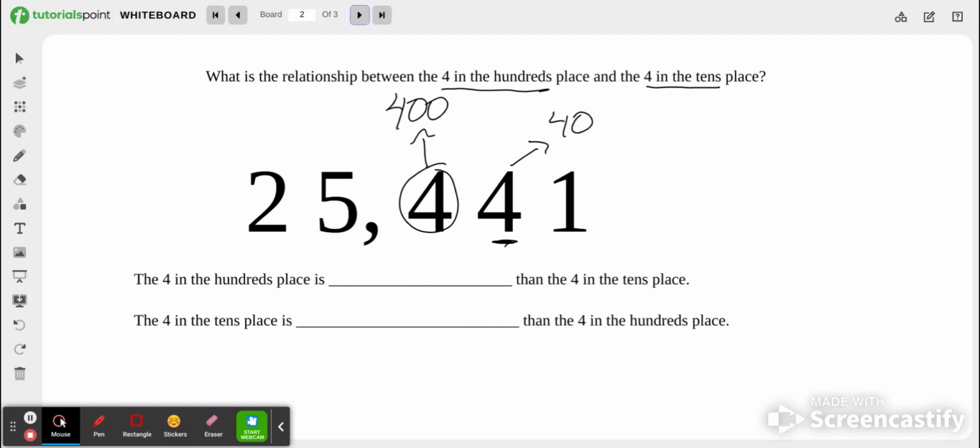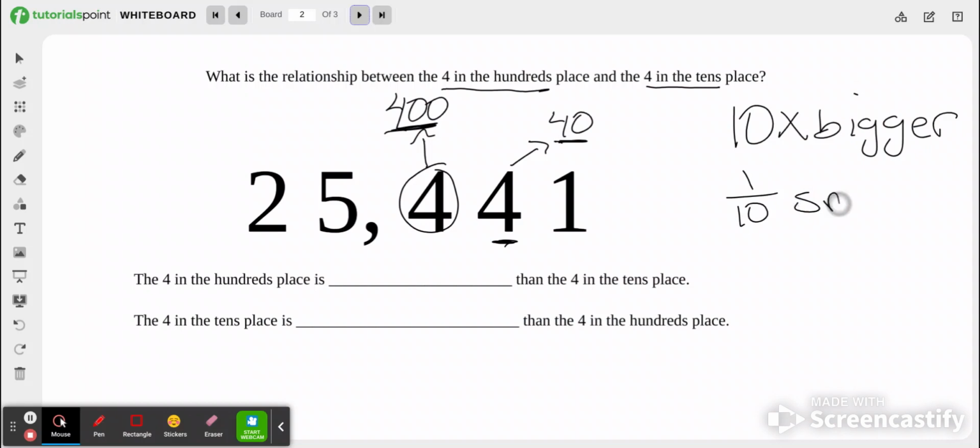Which one's bigger? Did you say 4 in the hundreds place? If you did, you're right. This is larger. It's further to the left. This 4 is worth less. It's on the right. So when we're making these comparisons, we're either wanting to compare it as being 10 times bigger or 1/10 smaller.